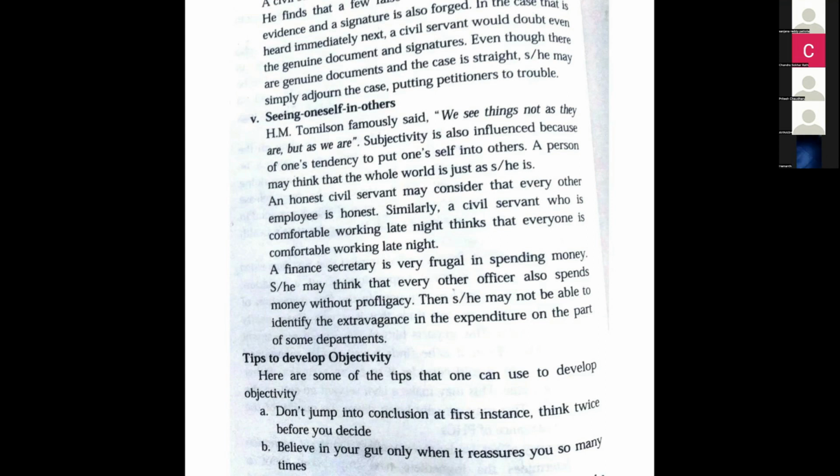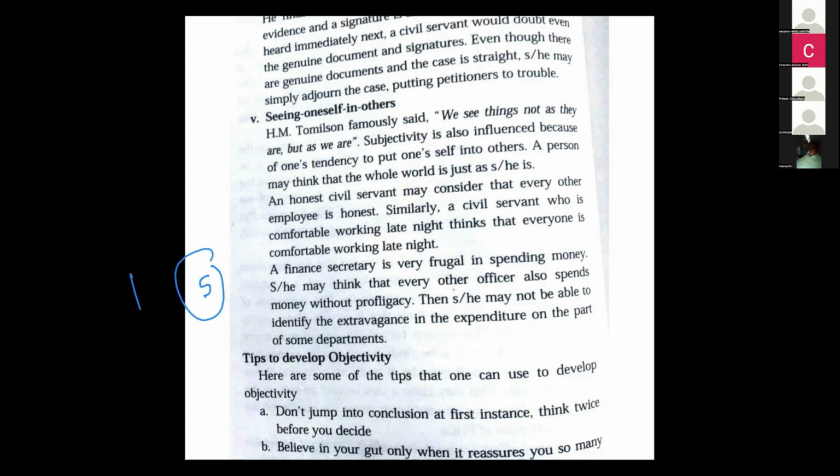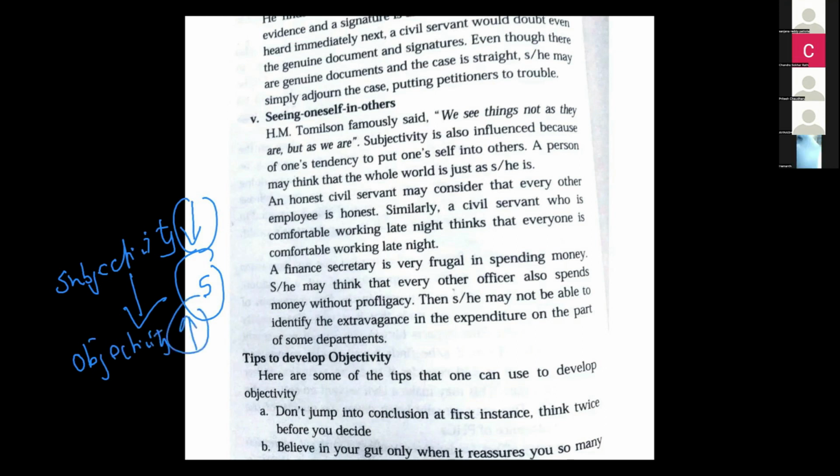Okay, so all these things you should not do. You should always infuse objectivity by reducing these 5 points. So remember, these 5 points you should reduce so that the subjectivity reduces and objectivity increases. Okay.